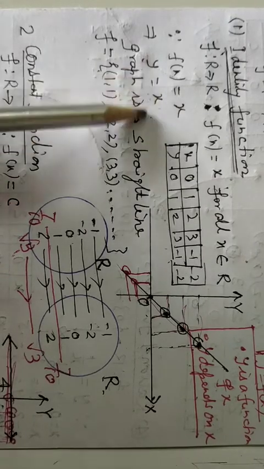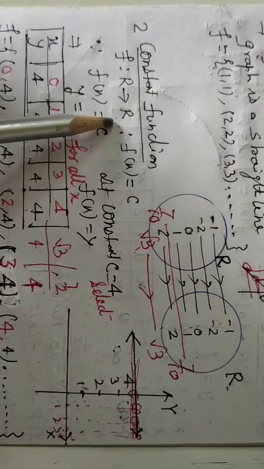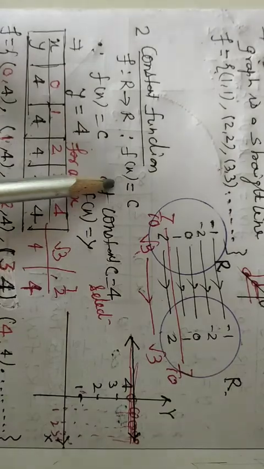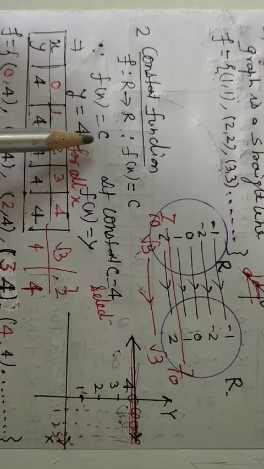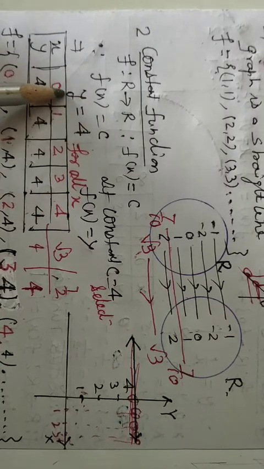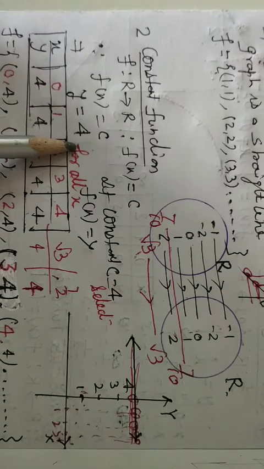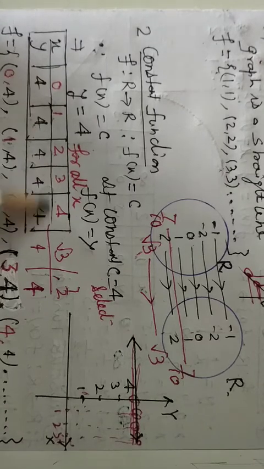Now, the next is the constant function. F is a function from real numbers to real numbers, R to R, f(x) is equal to c. This is called a constant function. Let c be equal to 4, and you know f(x) is called y, so you have to draw the graph of y is equal to 4. Now y is 4 always, for any x, for all x. Let the x's be taken as 0, 1, 2, 3, 4, any x you can take, root 3, 7/2, whatever you like, but y is always 4.